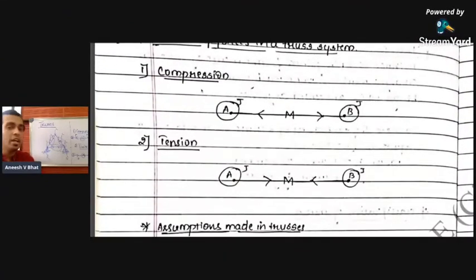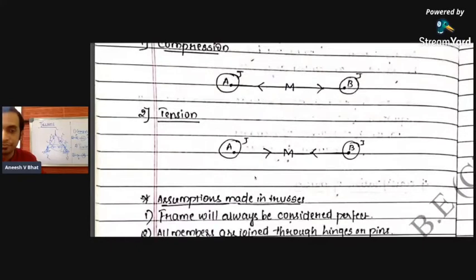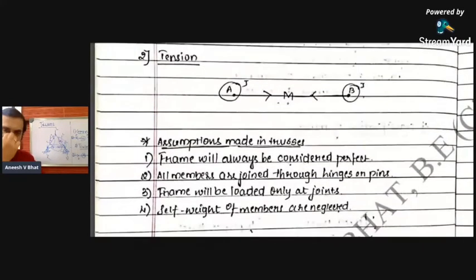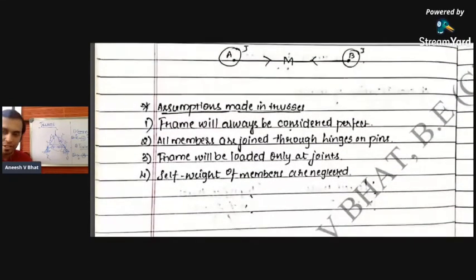If a particular straight member is under compression, force will move towards the joint, and if it is under tension, force will move away from the joint. This you have to remember. We have considered one straight member with the two joints. So these are the four assumptions made in trusses.